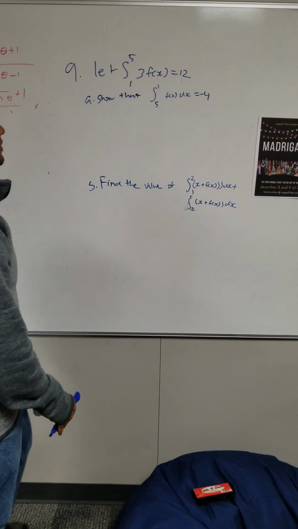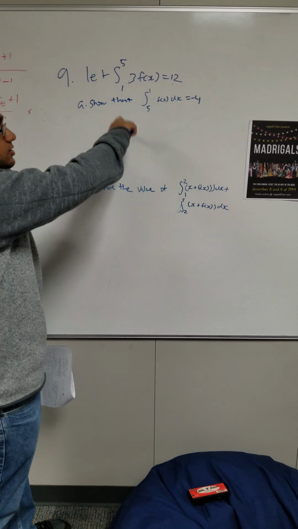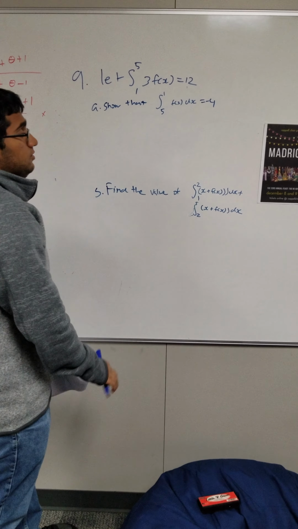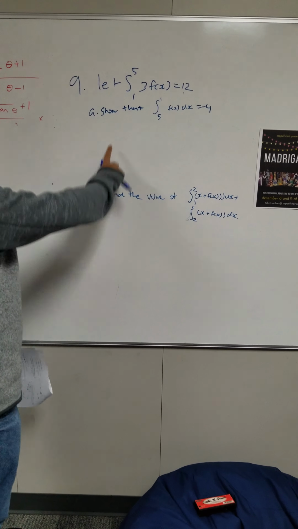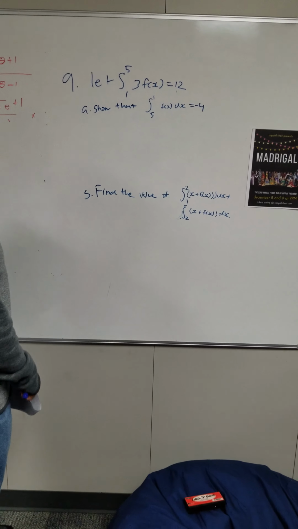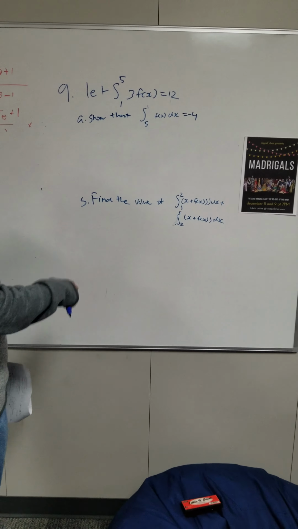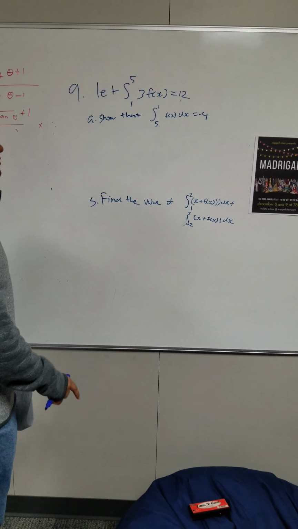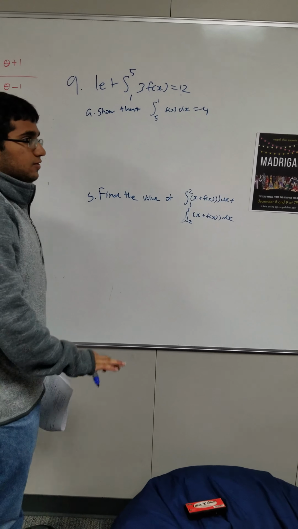So we're given that the integral from 1 to 5 of 3f(x) dx equals 12. And the first question we're asked is to show that the integral from 5 to 1 of f(x) dx is equal to negative 4. So we need to know some properties of an integral here.